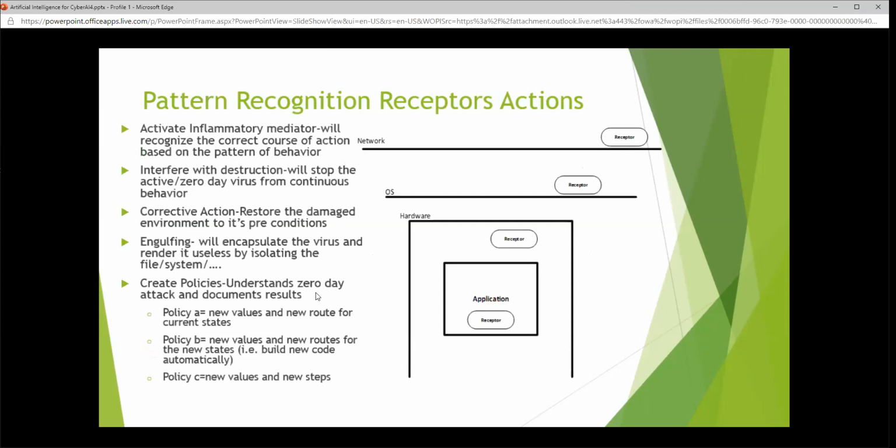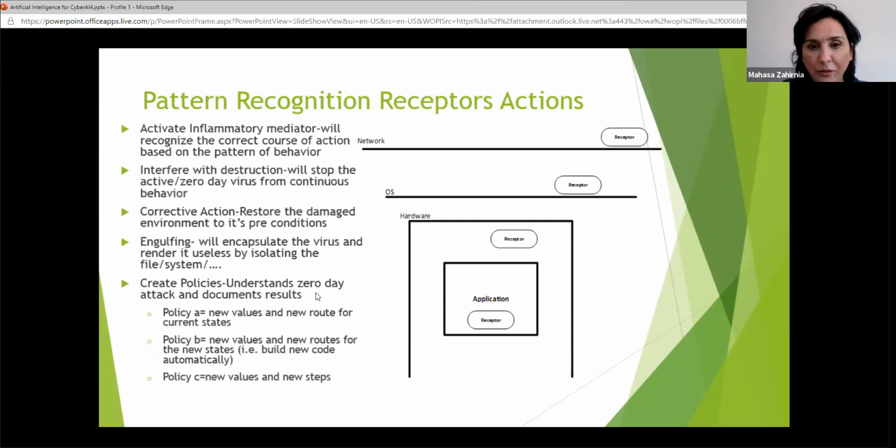These receptors also do specific things, right? We want them to take action. We want them to interface with the destruction and stop it. We want to do corrective action, restoring the damage and restoring the environment. We want to engulf the virus, encapsulate the virus.